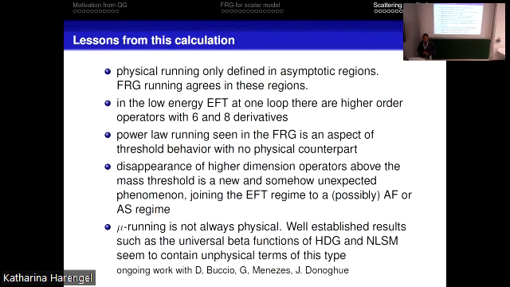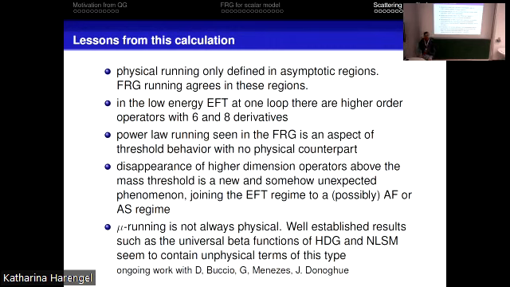Now, the other good news is that the fact that these dimension 6 and 8 operators go away, they melt somehow at high energy, it shows that there is the possibility of having actually a smooth interpolation between the low energy effective field theory regime and an ultraviolet complete, maybe asymptotically free or maybe asymptotically safe regime. That is still to understand.